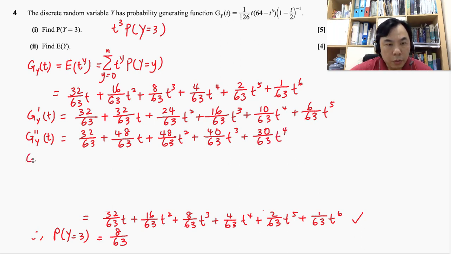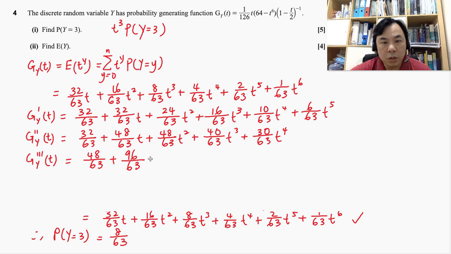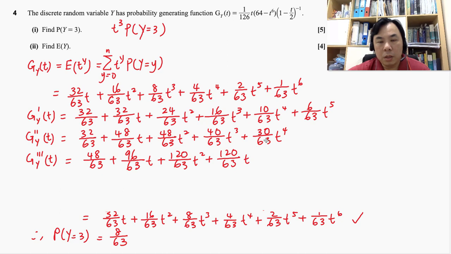And then we're going to move on to the third derivative. So the third derivative, we will get 48/63, and then we will have 96/63 t, plus, what do we have here? We are going to plus 120/63 t square, 120/63 t^3 here. Okay, so that's what we have currently.